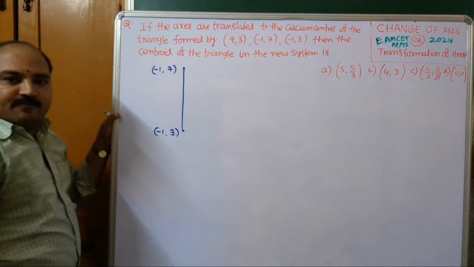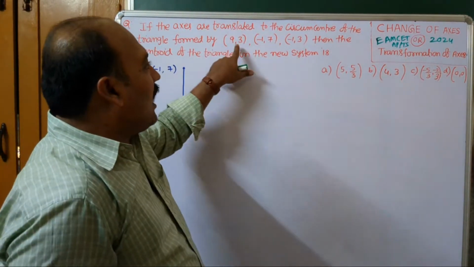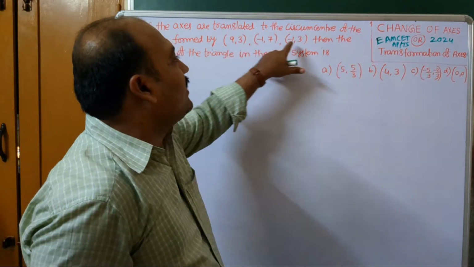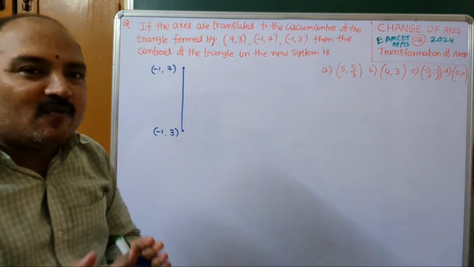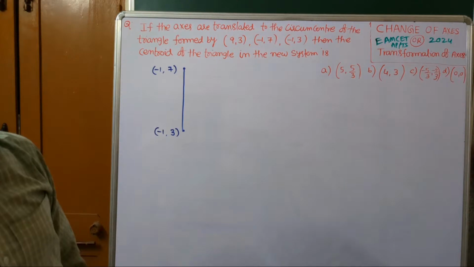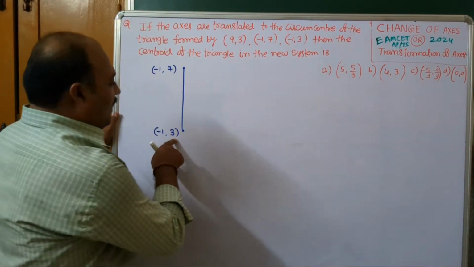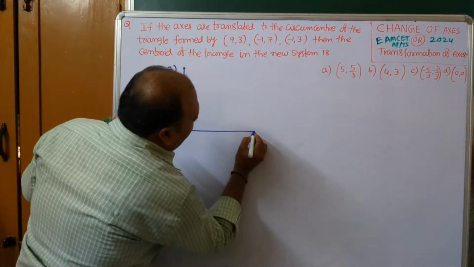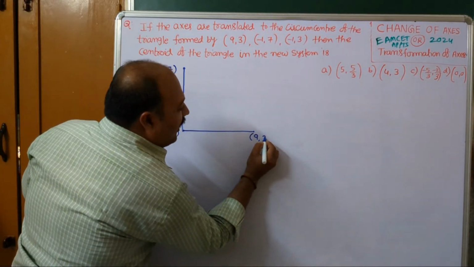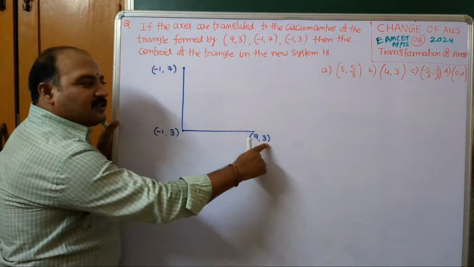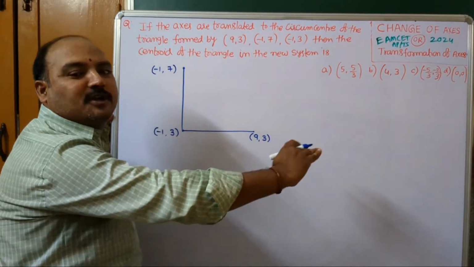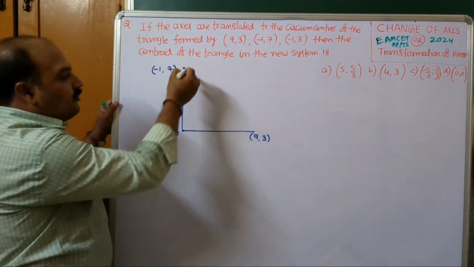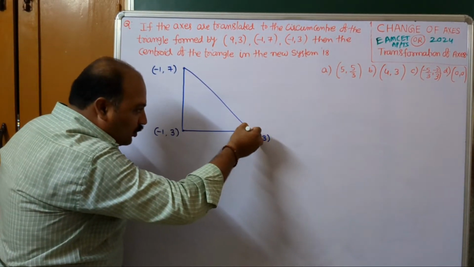So this is the way. Next, observe the first point and third point. Y coordinates are equal. Whenever y coordinates are equal, it forms a horizontal line. So minus 1 comma 3 is already there, and 9 comma 3. Y coordinates are equal, it forms a horizontal line. X coordinates are equal, it forms a vertical line. So now join these two.